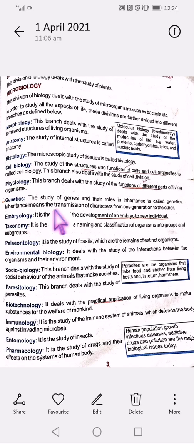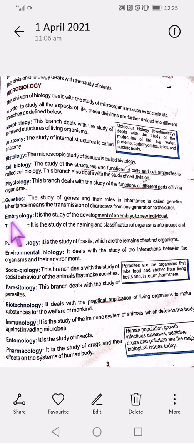It means these are inherited characters or transmitted characters, and inheritance means the transmission of characters from one generation to the other. So the whole study of genes, their role, inheritance, transmission of character is studied under which branch of biology? The genetics. Then comes embryology.